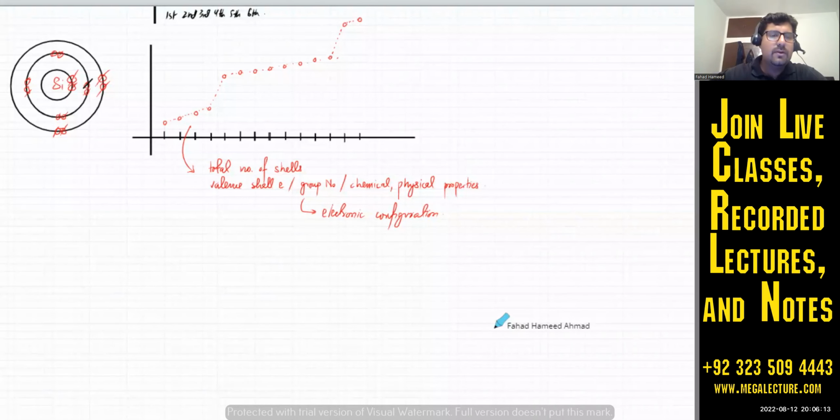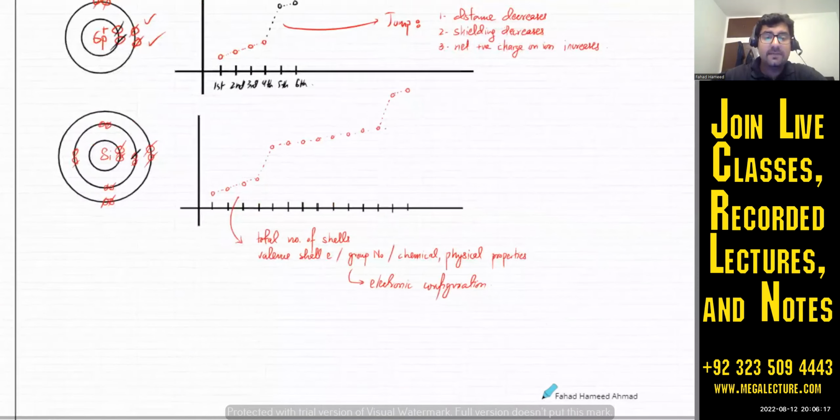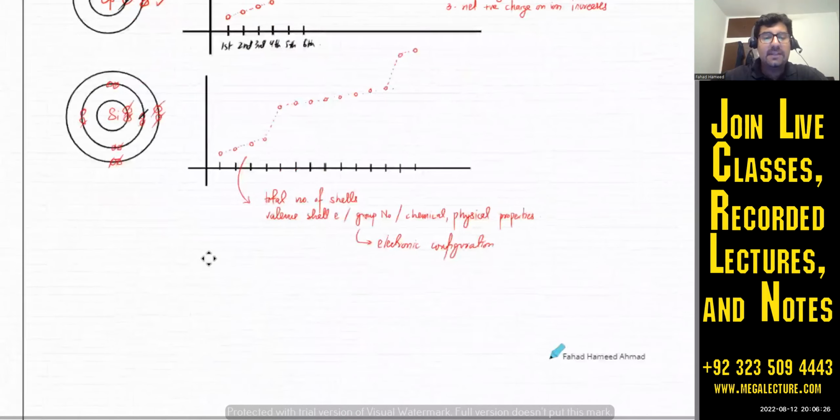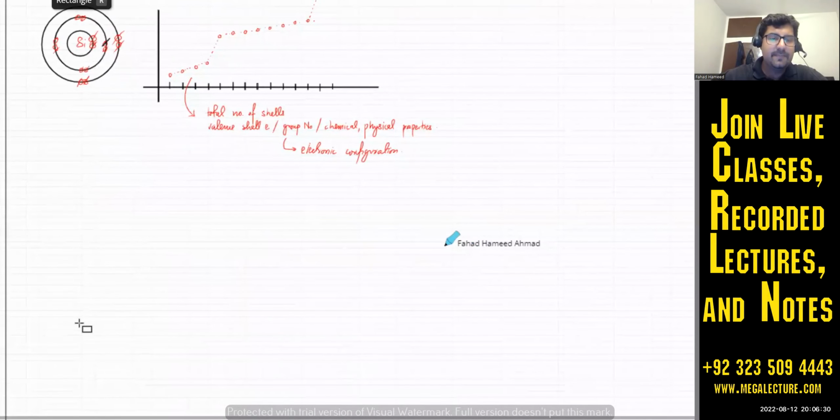So now what we're going to do is try and compare ionization energies of different atoms. We're going to compare the ionization energy of this atom with this atom. Previously we were not doing that; we were just removing electrons from a single atom. So now we're going to move towards comparison.